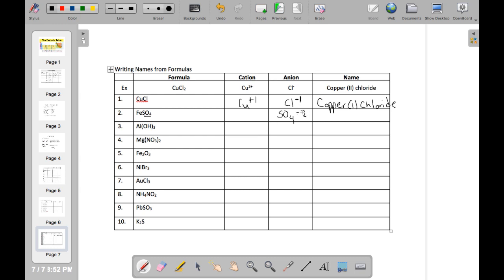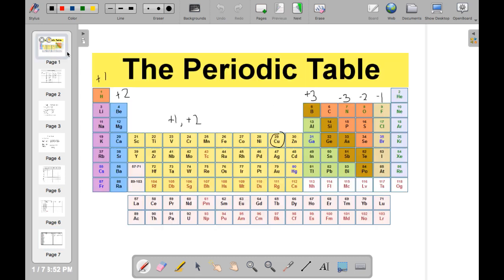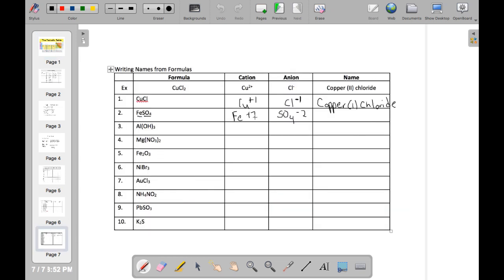Well, I know if that's a -2, then this iron has to be a +2. I know that because there's only one iron. And remember, when the anion and the cation combine, they will form a neutral ionic compound. It will have no charge, so those charges have to cancel out. If I go back to the periodic table, I see that iron is a transition metal. So I have to put iron, and I have to specify what the oxidation state is. 2, sulfate.